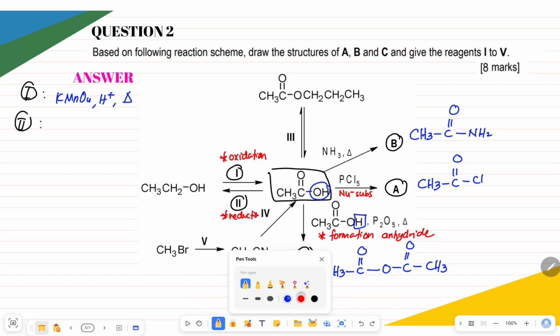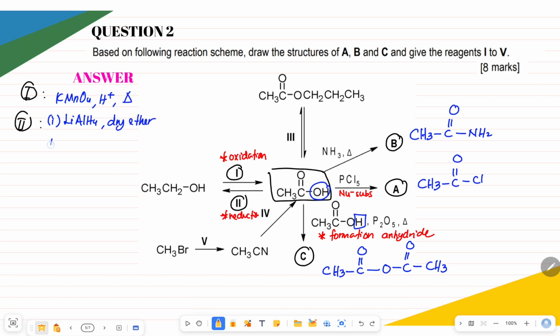So the opposite of oxidation is reduction, and the reduction is number 1, lithium aluminium hydride, LiAlH4 in dry ether. And number 2, we are going to add H3O+. Okay, that is reduction. Next, number 3.